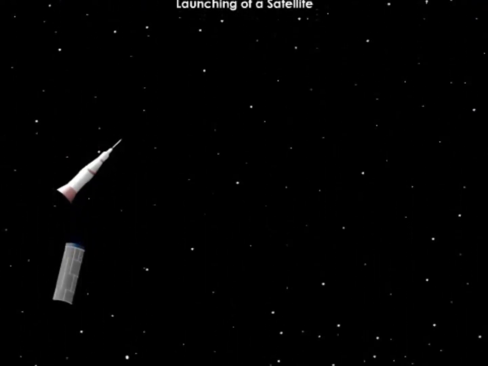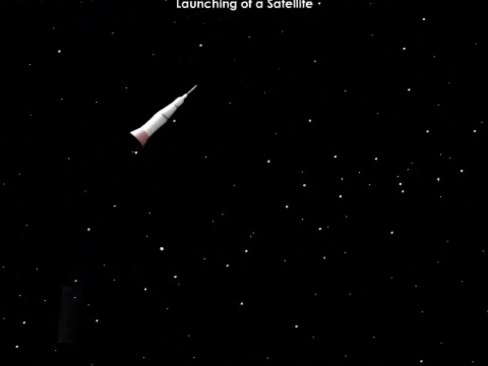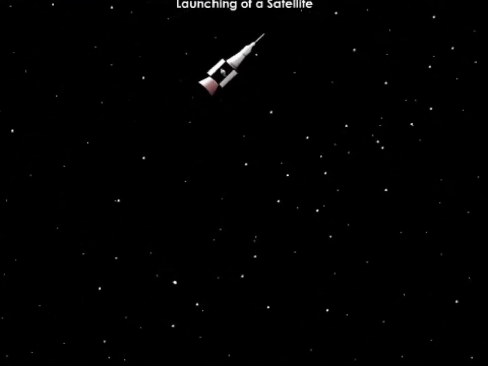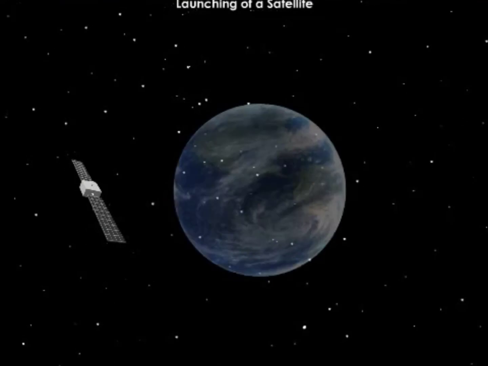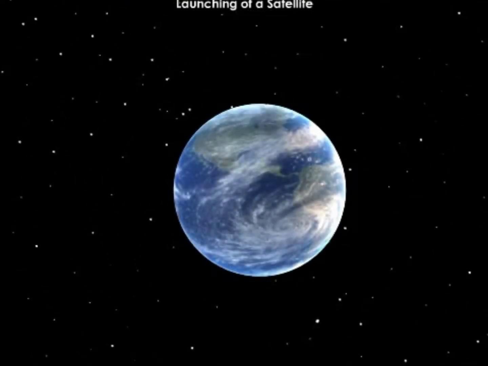Slowly, the second stage gets detached. The final stage of the rocket tilts the satellite in the horizontal direction and gives it a proper speed of 3.01 km per second to orbit around the Earth in a closed path.